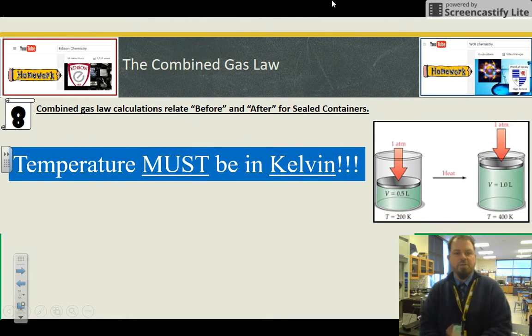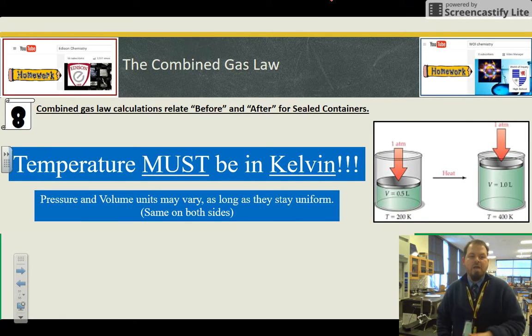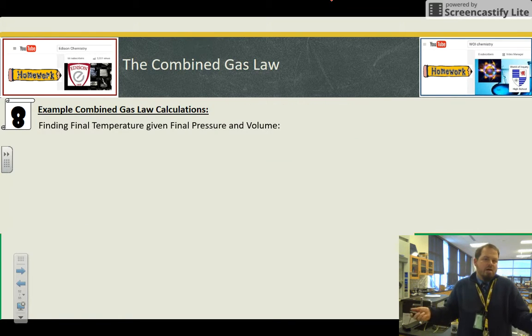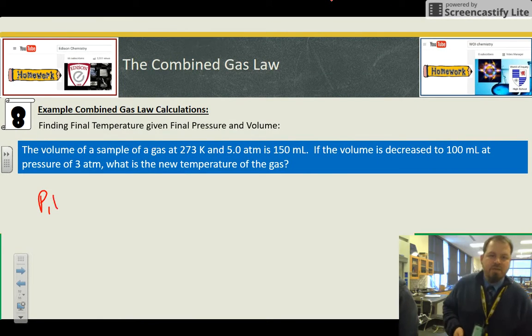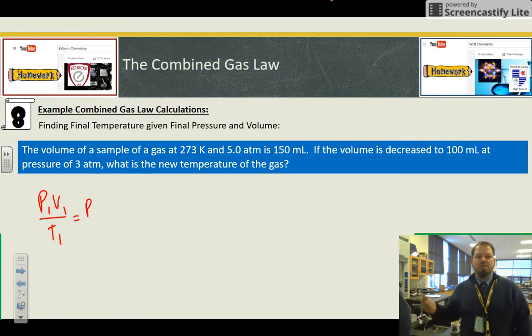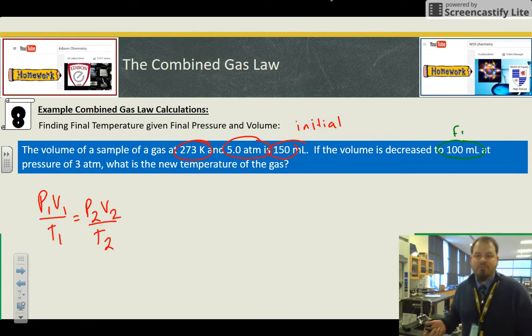So first things first, you need to know these need to be in Kelvin. There's no change in temperatures, so that's not going to work. Got to be in Kelvin. The other units can vary, but let's just make sure that they're the same on both sides: atmospheres, pascals, anything for pressure. So first one, I got a sample of gas at 273 kelvins, 5 atmospheres is pressure, 150 milliliters is volume. These are my initial conditions. I know that they're my initial conditions because it says the volume is decreased to. So now that's going to be my final volume and my final pressure, and then we'll have to calculate this new temperature.